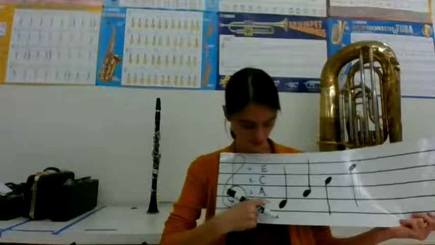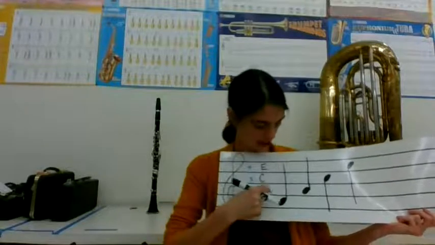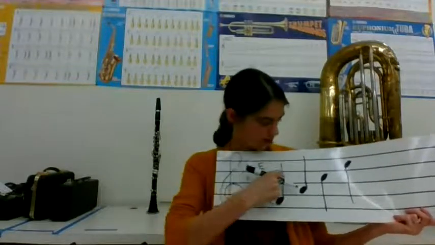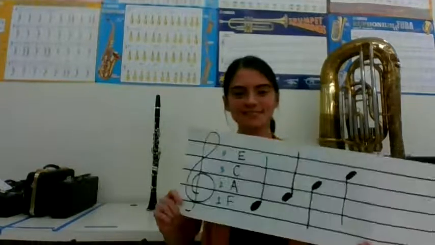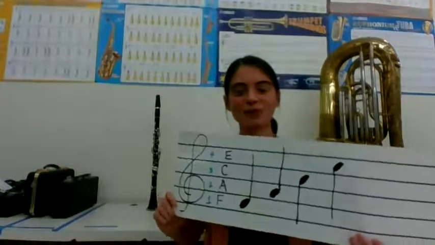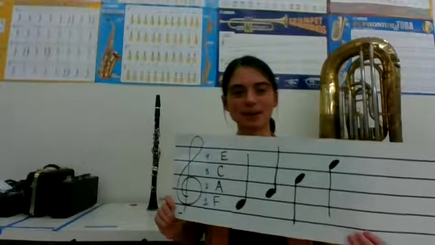So remember, our first space is F, second space is A, third space is C, fourth space is E. I hope this helps you with remembering the spaces in the treble clef.